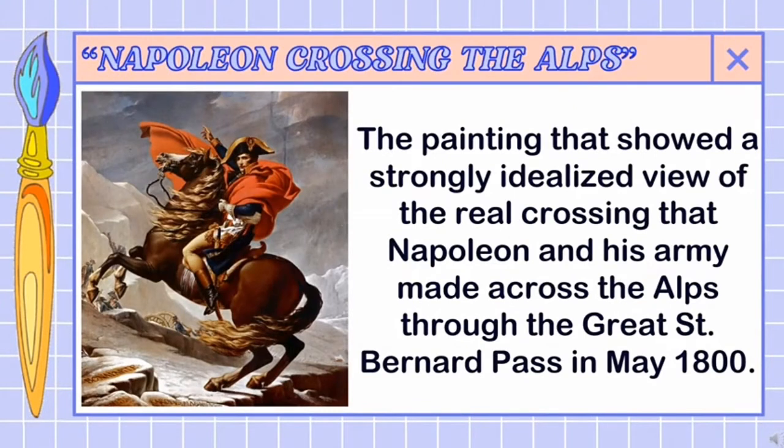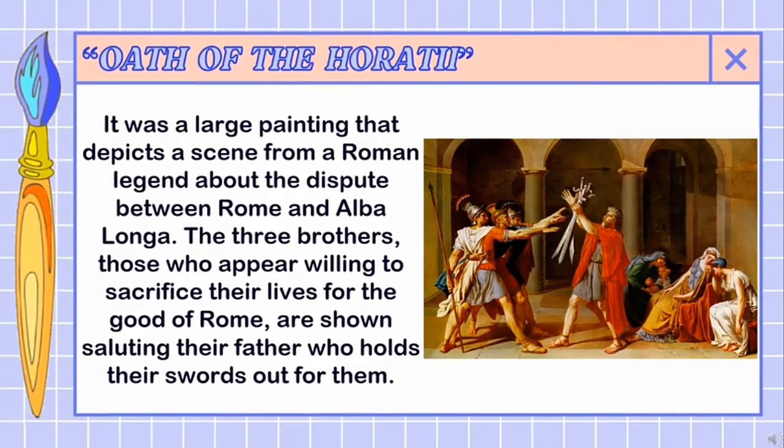Napoleon Crossing the Alps. The painting showed a strongly idealized view of the real crossing that Napoleon and his army made across the Alps through the Great St. Bernard Pass in May 1800. Oath of the Horatii. It was a large painting that depicts a scene from a Roman legend about the dispute between Rome and Alba Longa. The three brothers, who appear willing to sacrifice their lives for the good of Rome, are shown saluting their father, who holds their swords out for them.